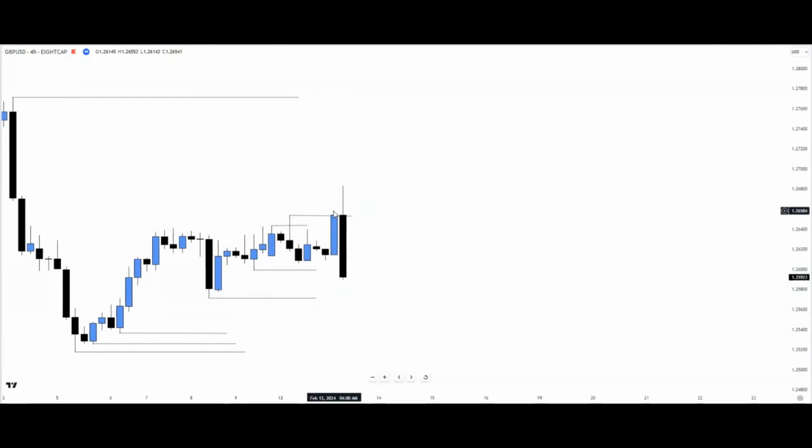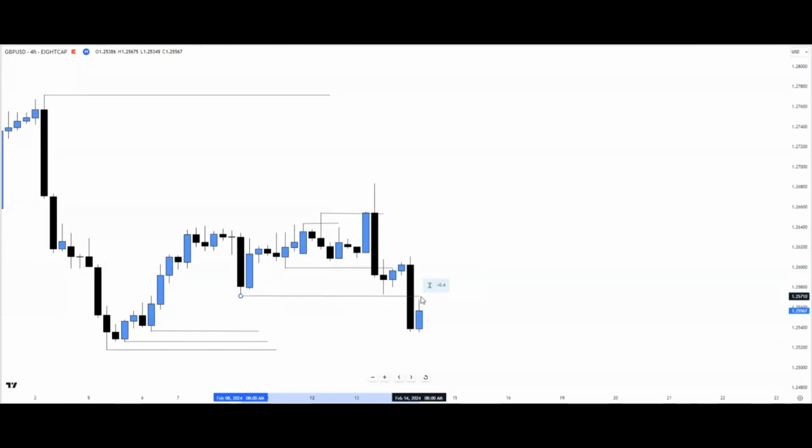So let's see what price does. So we can see how price traded into buy side liquidity and pushed down for sell side liquidity right there. So this sell side liquidity has been taken out after price took out buy side liquidity. So let's see what price does from here. So we can see how price also took out this sell side liquidity after taking this buy side liquidity.